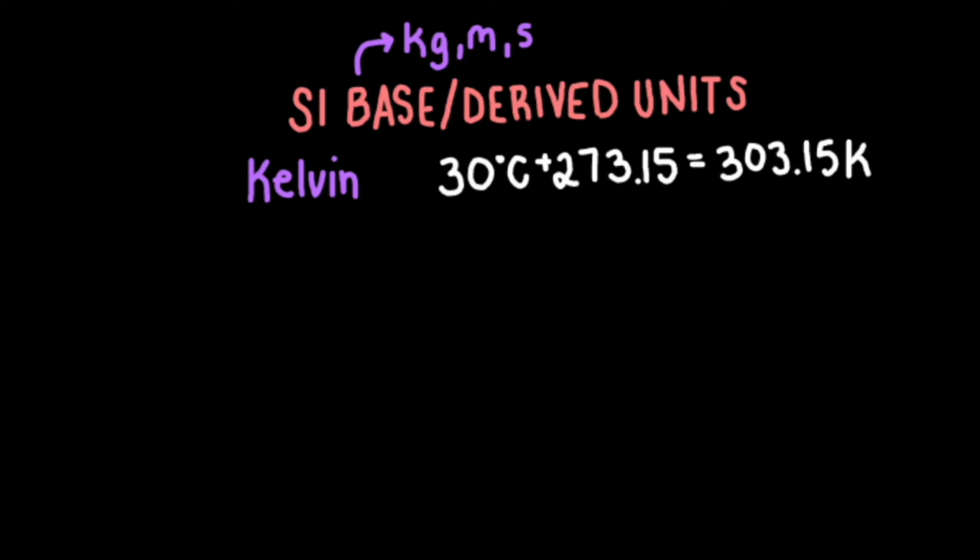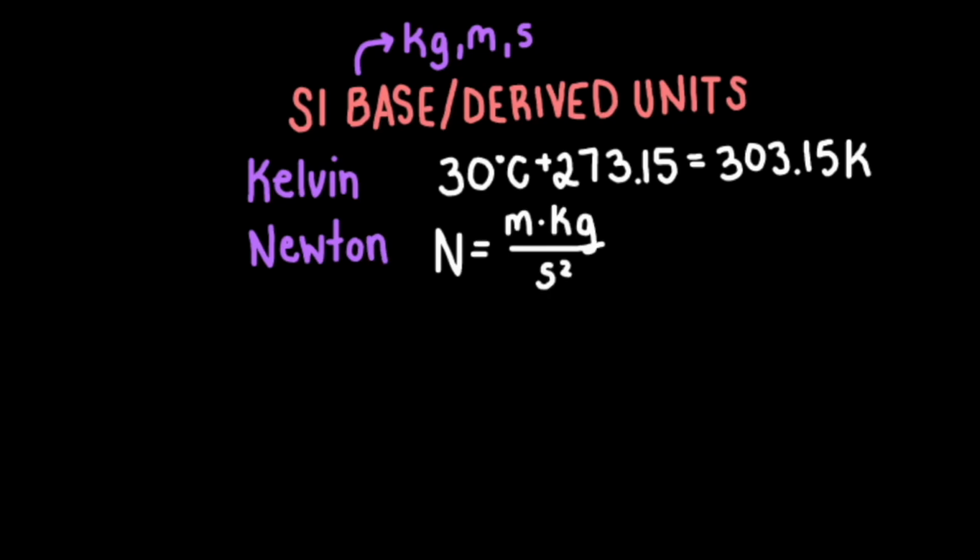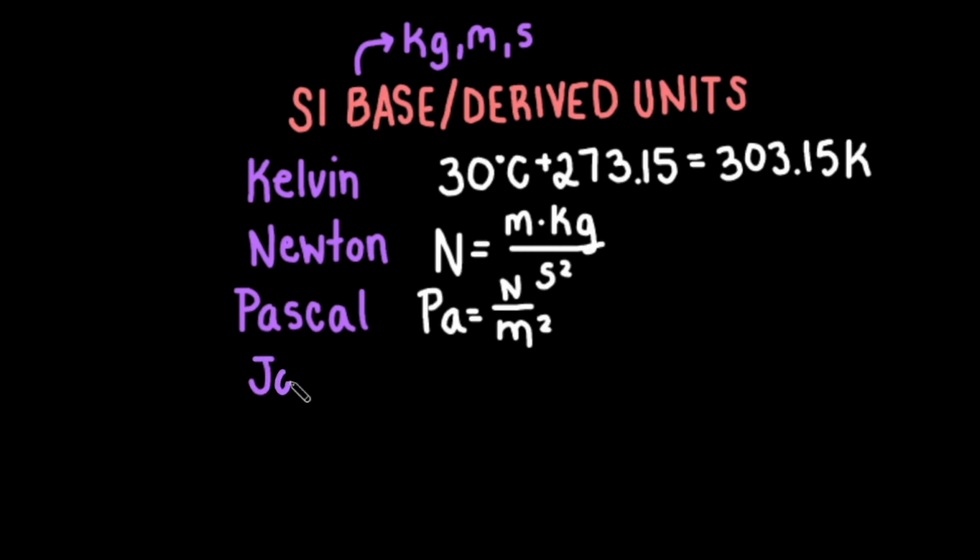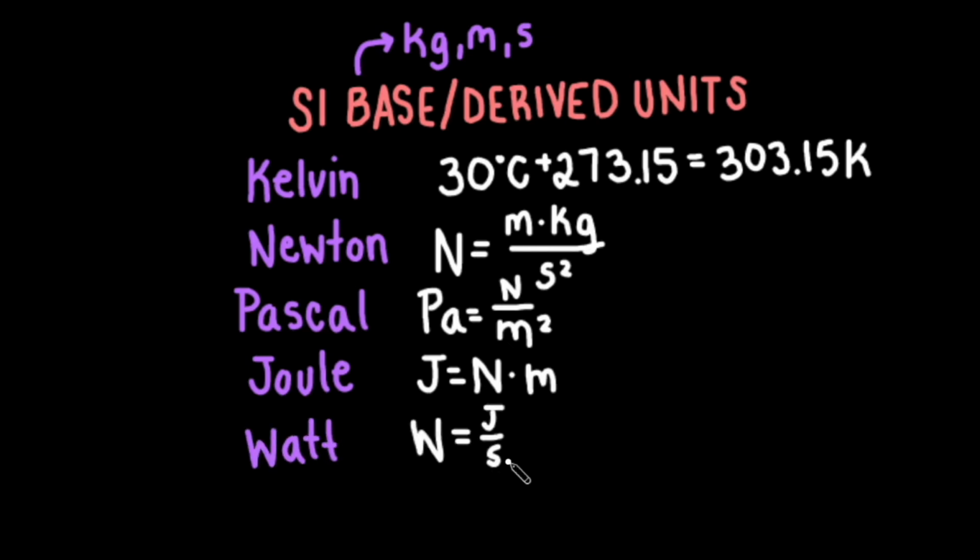Newton. A newton is a unit of force equal to meters times kilograms per second squared. Pascal. A pascal is a unit of pressure equal to newtons per meters squared. Joule. Joule is the unit of energy or work equal to newtons times meters. Watt. A watt is a unit of power equal to joules per second. For example, the luminosity of the sun is about 3.83 e to the 26th watts. We could also just call this 1 solar luminosity.